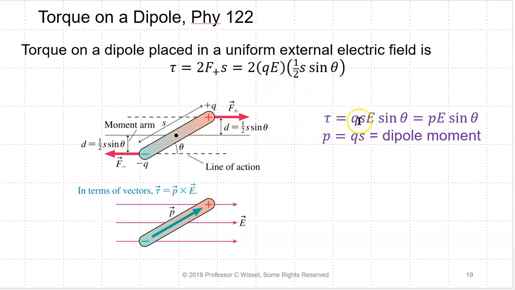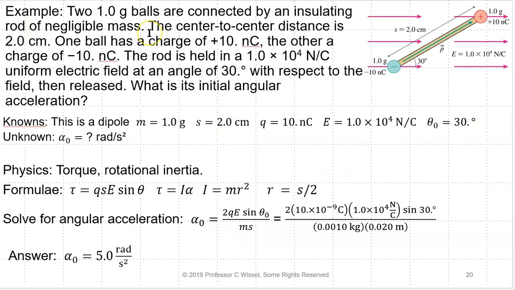So tau equals qsE sine theta, and that equals pE sine theta. p, of course, is the dipole moment, which is q times s. Example: two 1-gram balls are connected by an insulating rod of negligible mass. The center-to-center distance is 2 centimeters.